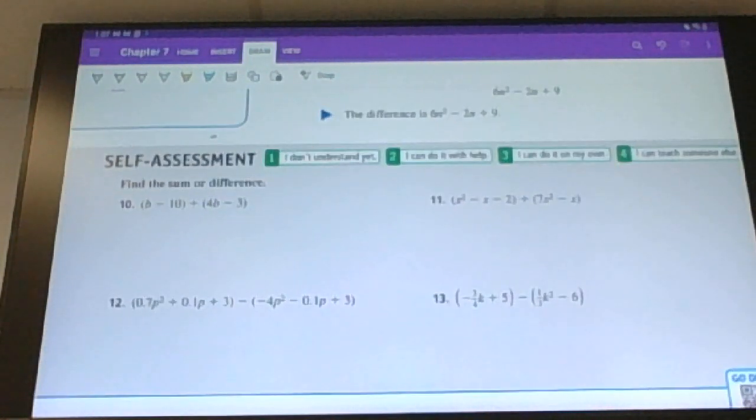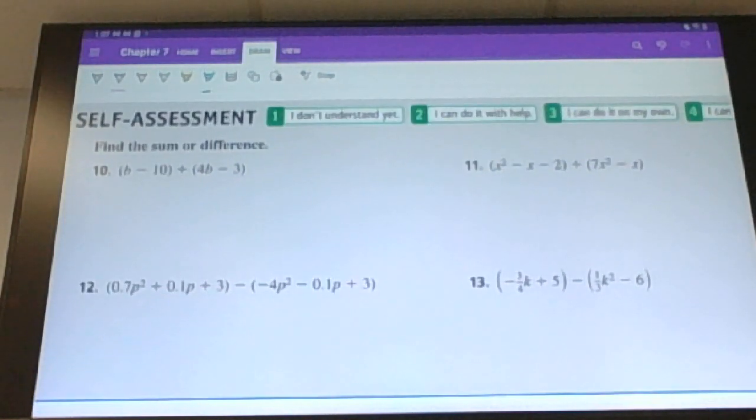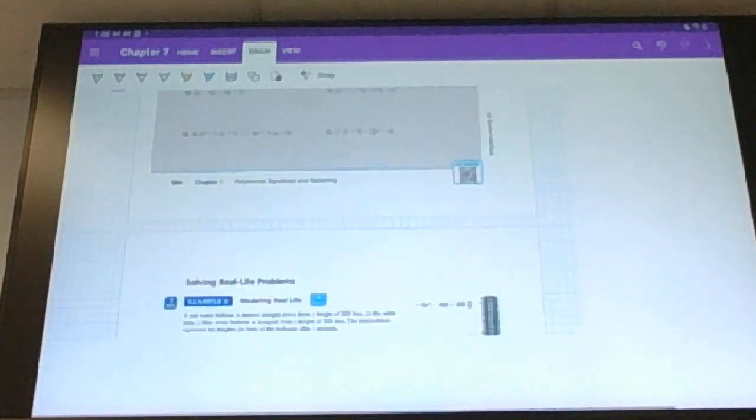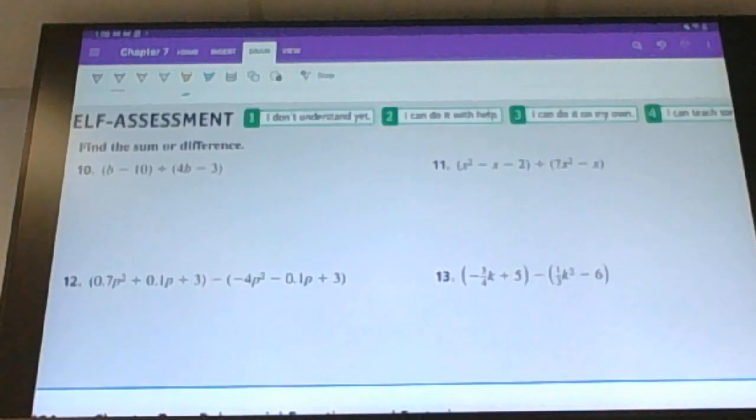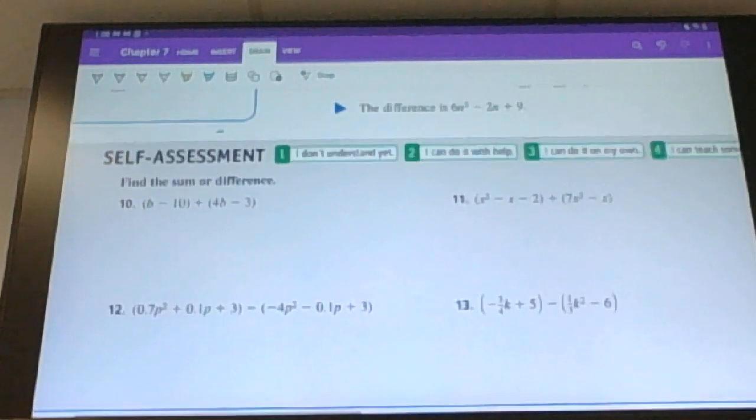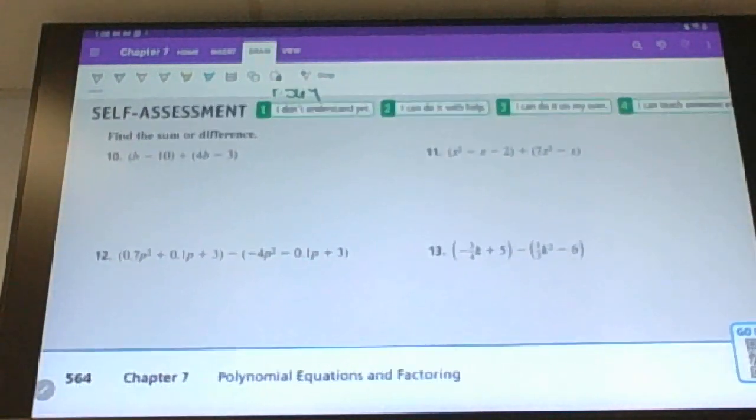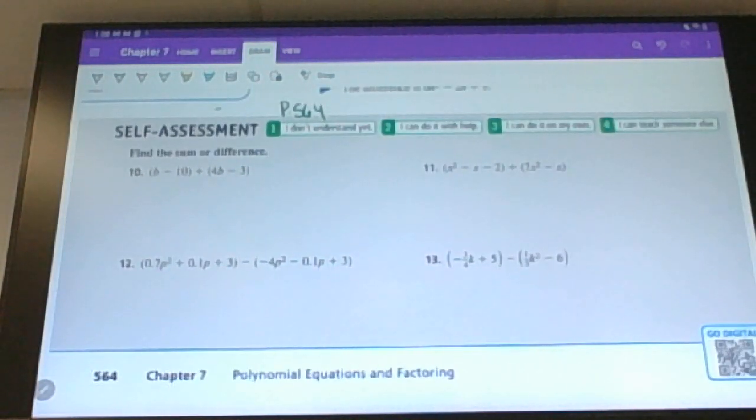Alright guys, I only have 2 more, and the rest of the class you're getting on the Chromebook. Then I'll give you answers if you ask. Alright, flip over to 564. Miss, what's for homework? It's on Big Ideas Math.